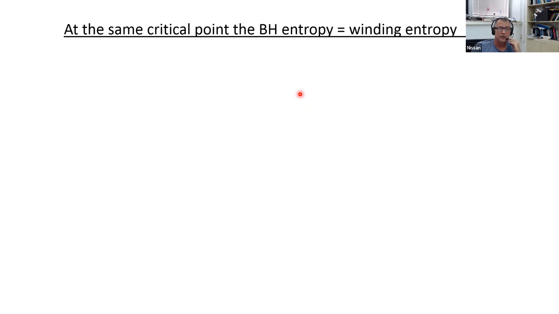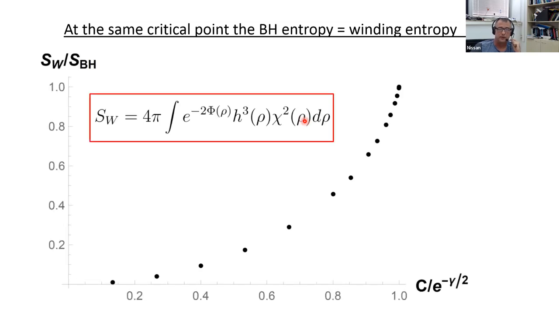Another nice observation is that if you calculate at the critical point the entropy associated with the winding mode, then you get exactly the black hole entropy. So here is yet another plot. Here C is this amplitude divided by the critical amplitude. And I am plotting the ratio between the entropy in the winding mode, which is given by this expression, and the entropy of the black hole. And you see that as you approach from below the critical point, you get exactly the right answer. So this is nice too.